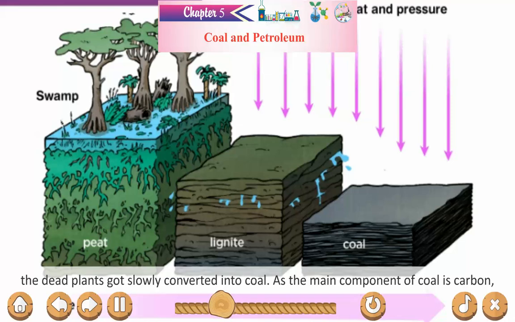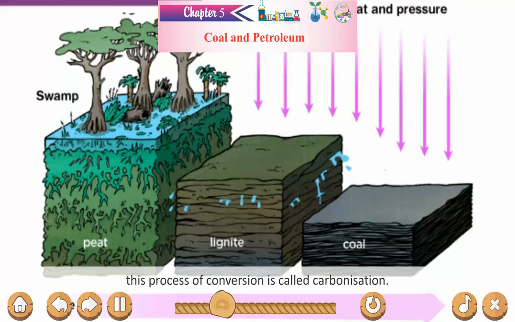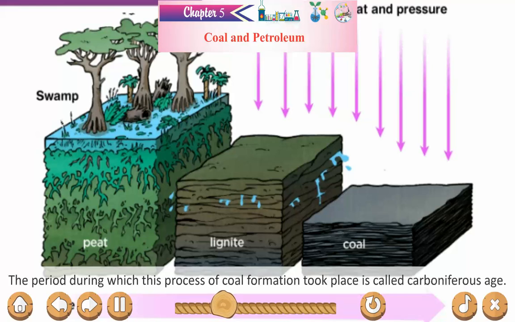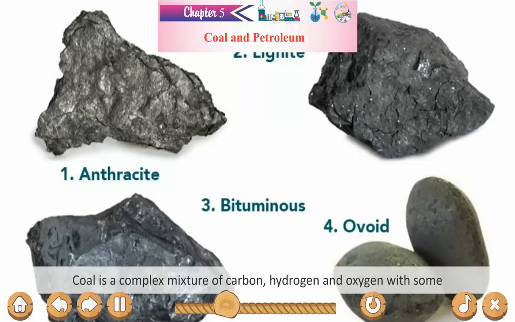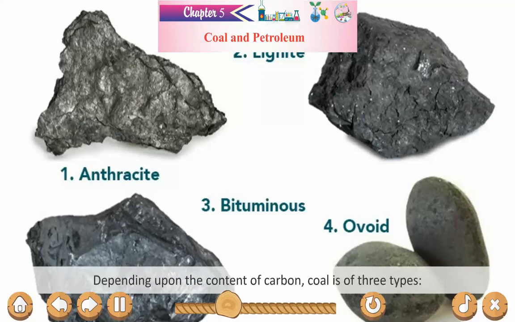As the main component of coal is carbon, this process of conversion is called carbonization. The period during which this process of coal formation took place is called the Carboniferous Age. Types of coal. Coal is a complex mixture of carbon, hydrogen and oxygen with some amount of nitrogen, sulfur and phosphorus. Depending upon the content of carbon, coal is of three types.